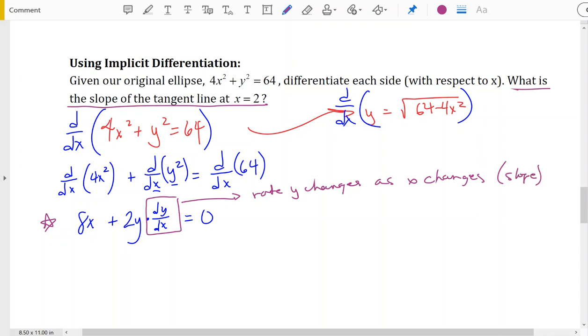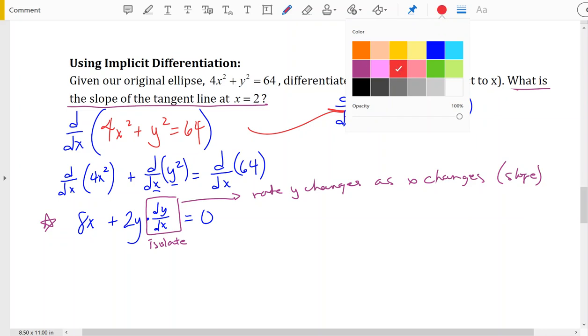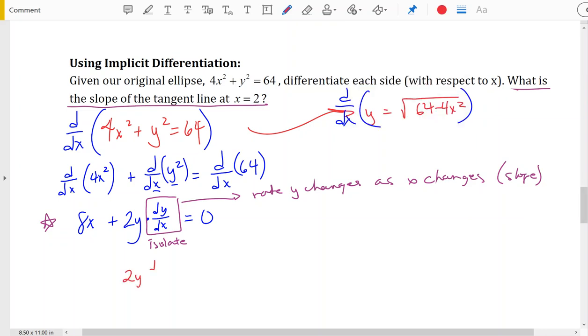So if we want to solve for the slope of this function, we should start by trying to isolate the symbol that represents slope. So let's move our 8x over to the other side: 2y, dy over dx equals negative 8x, and divide by 2y. dy over dx is equal to negative 4x over y.